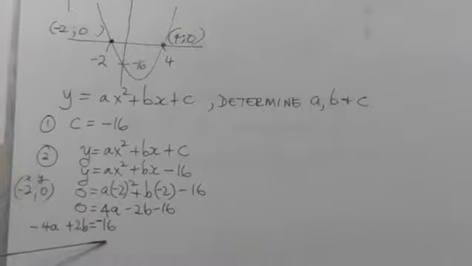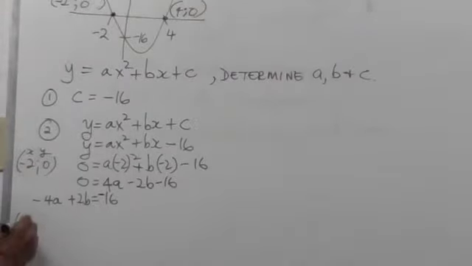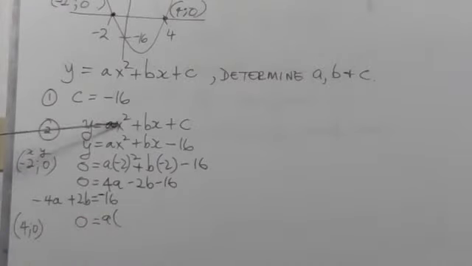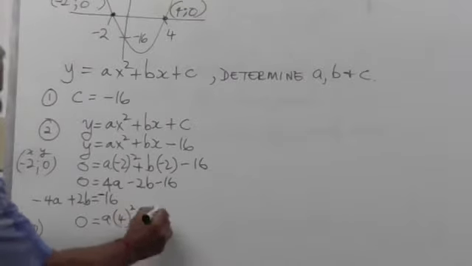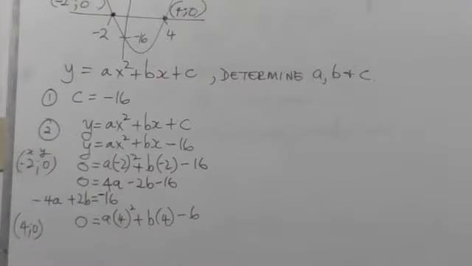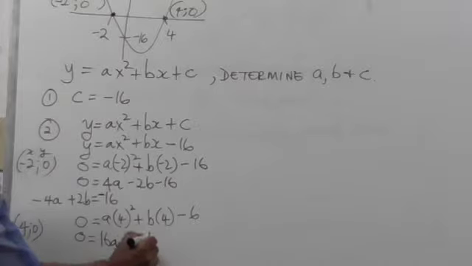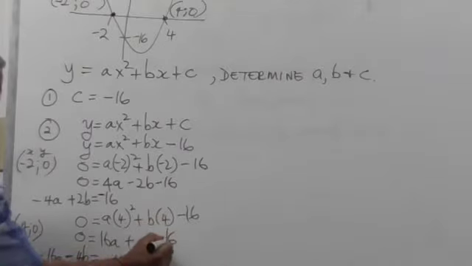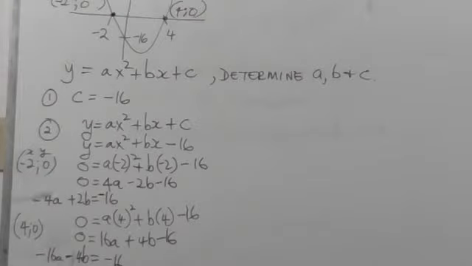Then using the next ordered pair, 4, 0, I will get 0 is equal to a, where there is x, I will write 4: a into 4 squared plus b into 4 minus 16. And simplifying that, I will get 0 is equal to 16a plus 4b minus 16. Once again, I'll bring the terms to the left-hand side: minus 16a minus 4b is equal to minus 16. Now I've got two unknowns and two equations. I can solve for A and B.